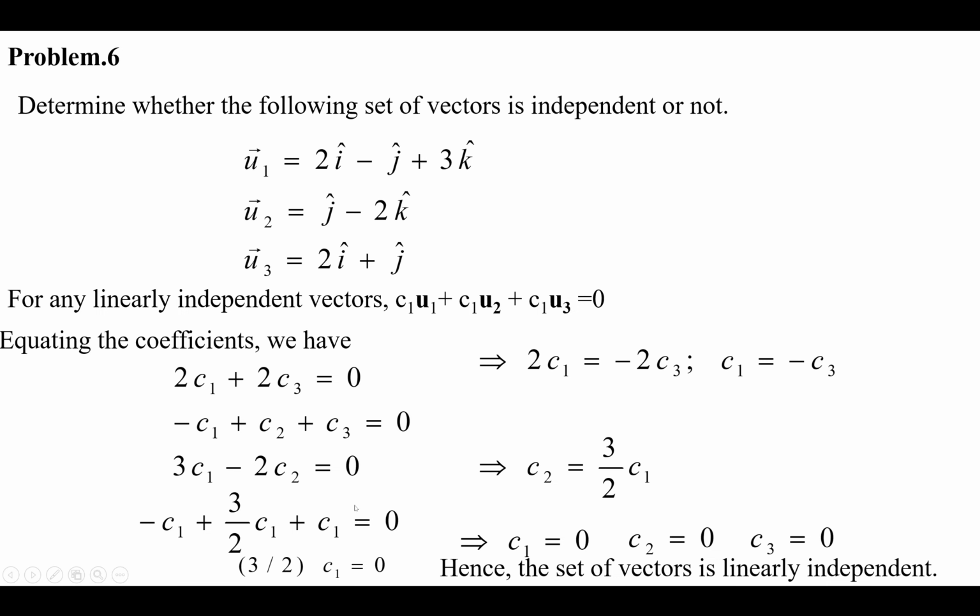You substitute in the second equation, which will give us minus c1. So again we'll get the common term out. Again we will get minus c1. Here we go, plus 3 by 2 c1. Again we'll have minus c1. Again you pull the common terms out. However, we will get c1 equals 0. So the set of vectors is linearly independent.